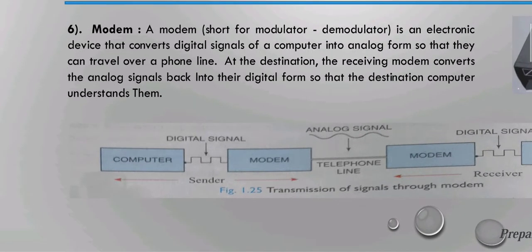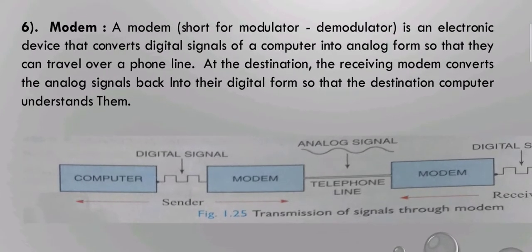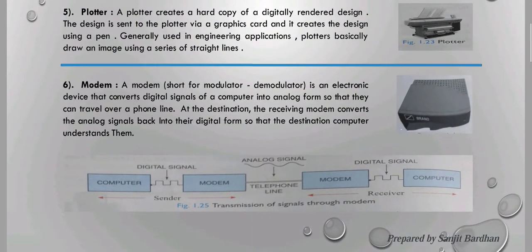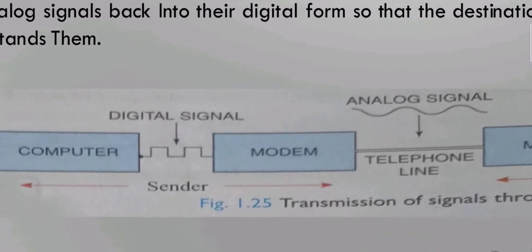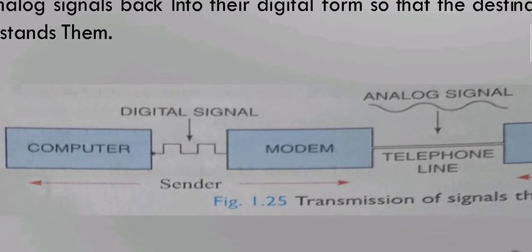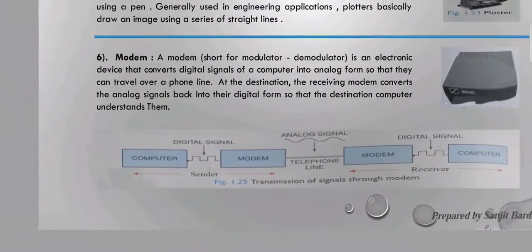A modem is an electronic device that converts the digital signal of a computer into analog form so that it can travel over a phone line. At the destination, the receiving modem converts the analog signal back to its digital form so that the destination computer can understand it. The modem converts the analog signal to a digital signal so a computer can understand it.